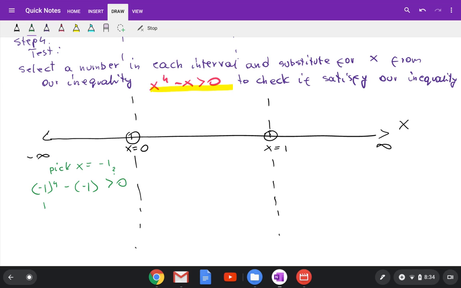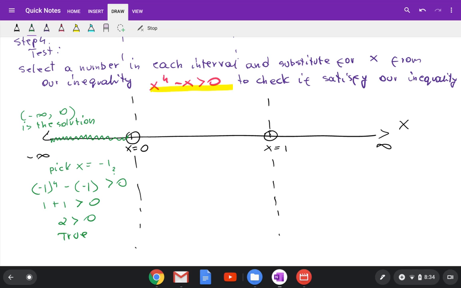That will be 1 plus 1. Definitely it's positive. So we're getting 2, it's greater than 0, which is true. And when you get a true statement, that means this interval is a solution of the inequality. So the interval from negative infinity to 0 is the solution. We cannot stop. We're going to continue.